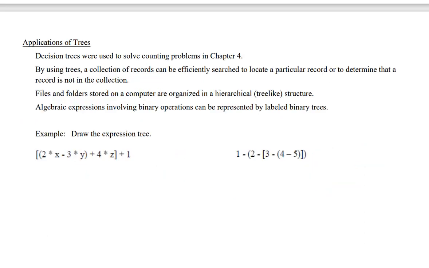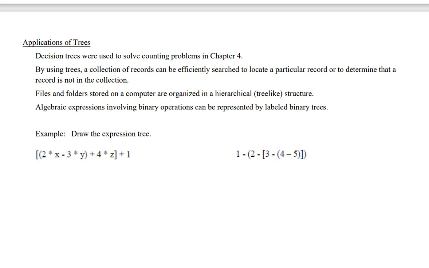Okay. Applications of trees. Decision trees were used to solve counting problems in chapter 4, if you remember. We used decision trees there. Also, by using trees, a collection of records can be efficiently searched to locate a particular record or to determine that a record is not in the collection.